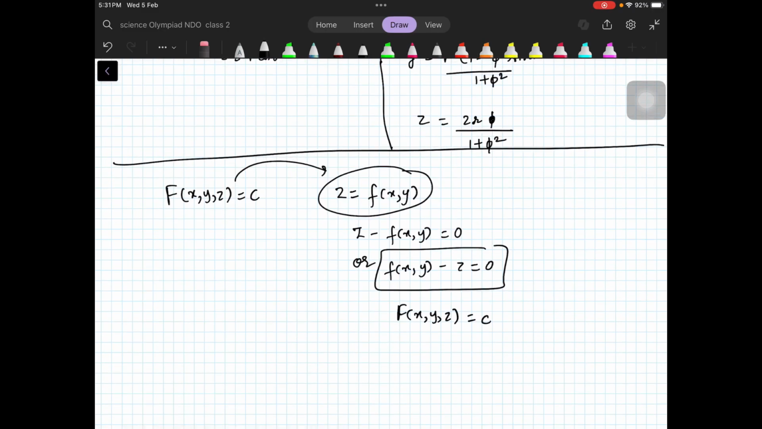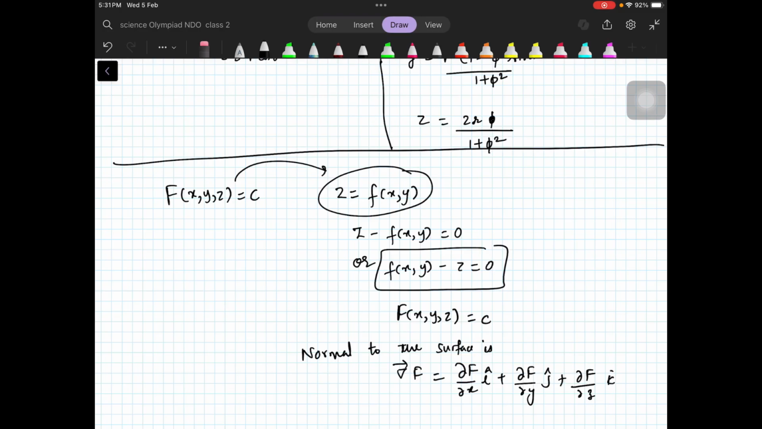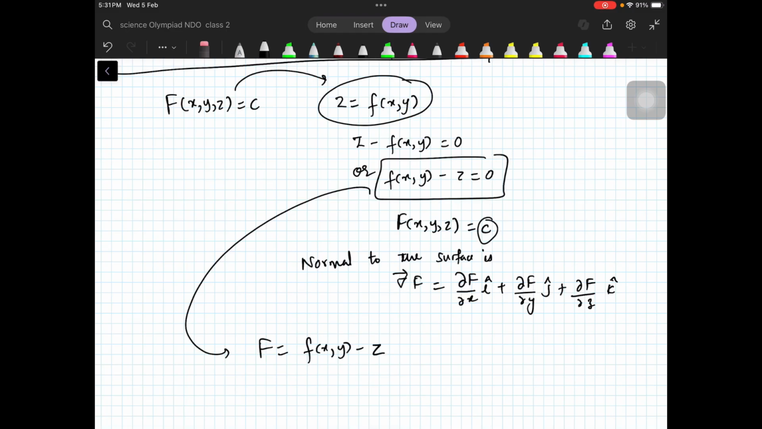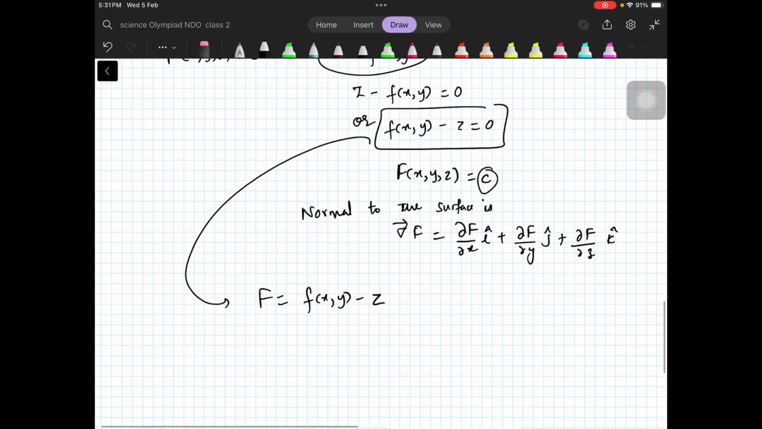Now I know that the normal to the surface is the gradient of F, which is curly F by curly x i cap plus curly F by curly y j cap plus curly F by curly z k cap. This we proved in the first video. So now my F is f of x comma y minus z. You can see that c doesn't make any difference because I am going to differentiate.